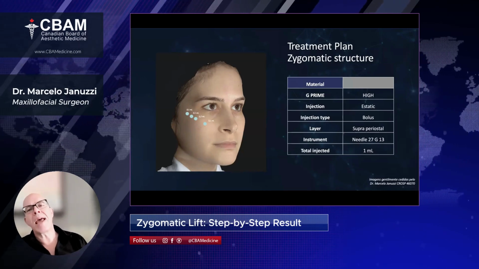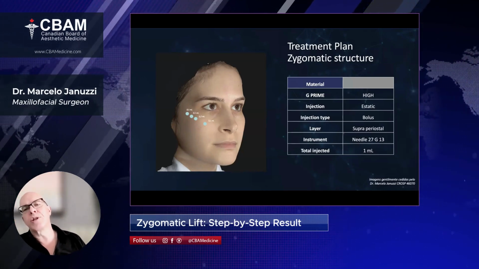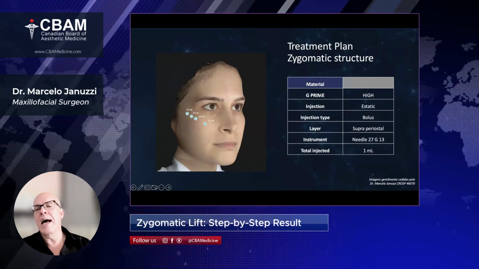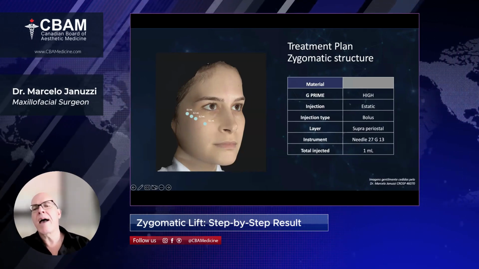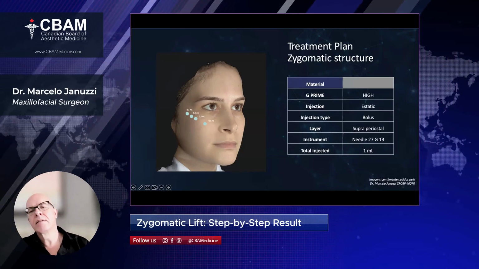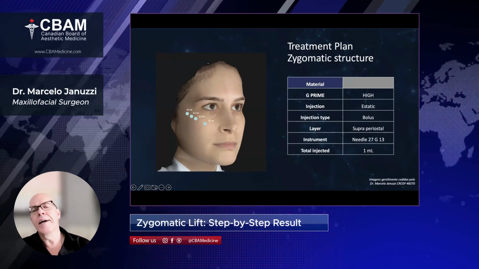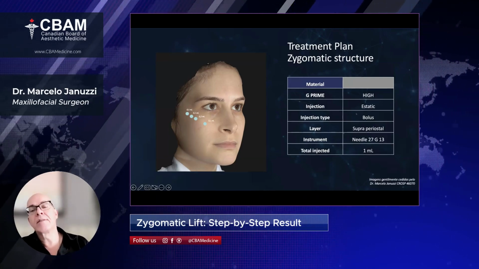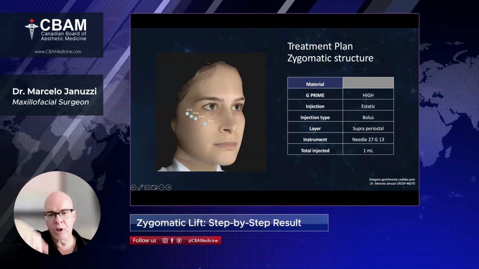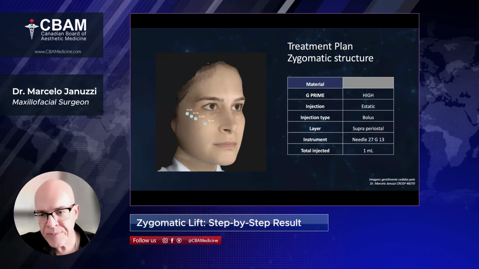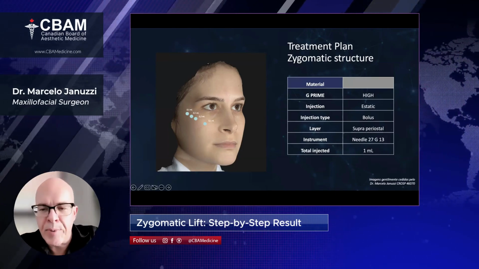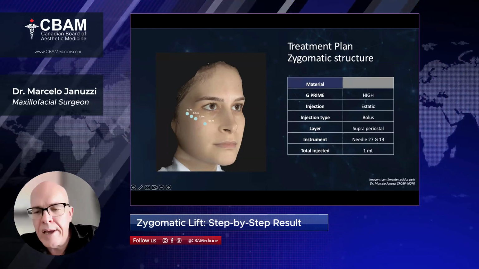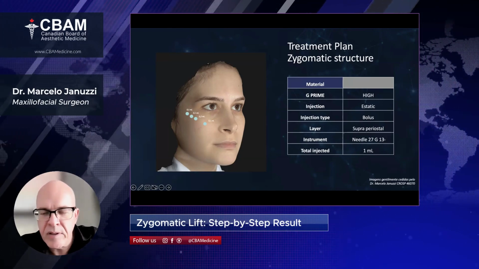So my treatment plan to restructure the zygomatic bone is here. You use a high G prime material. My injection will be a static, immobile injection. We'll inject bolus type: touch the bone, aspirate, and inject a little bolus. We inject in the supraperiosteal layer. The instrument is a 27 gauge needle that is normally provided with the material.